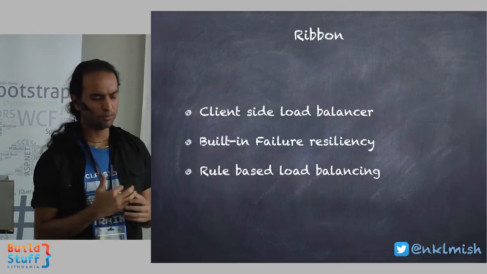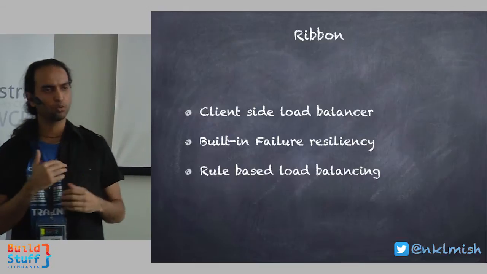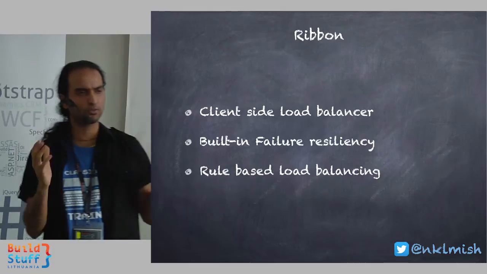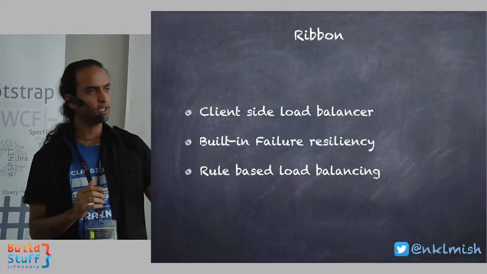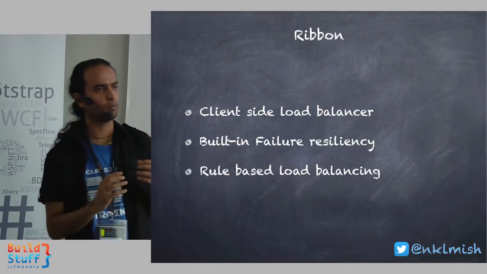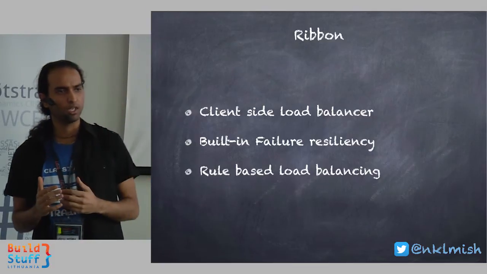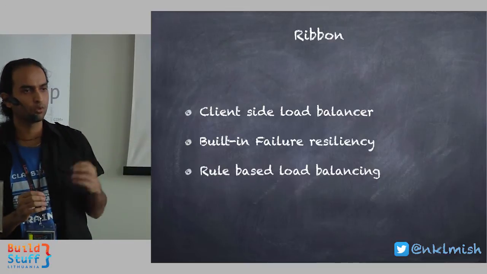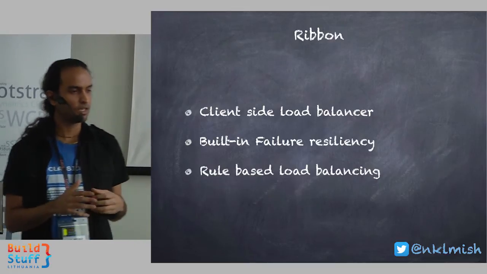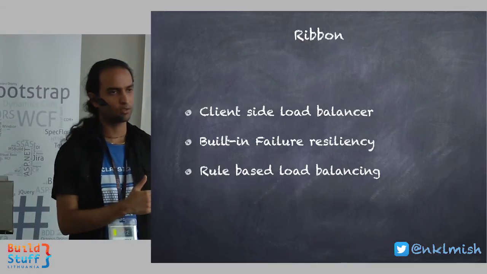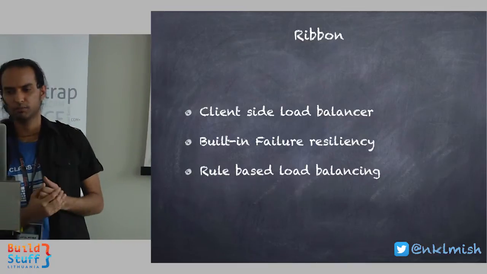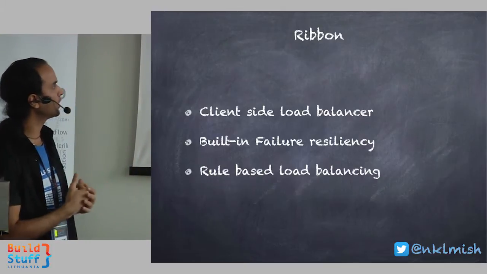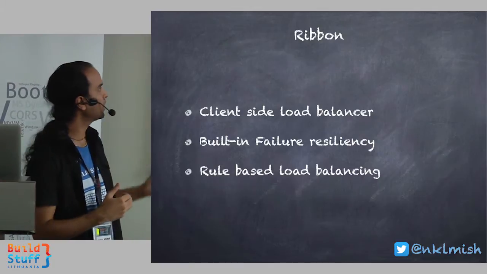It also has a built-in capability to handle failures. How does it do so? When you have the list of servers, it can dynamically determine which of them are alive and which are not. Hence, it can avoid routing traffic to those servers that are no longer ready to handle requests. And lastly, it uses rule-based load balancing. By default it uses round robin, but we can easily plug in our own rules.